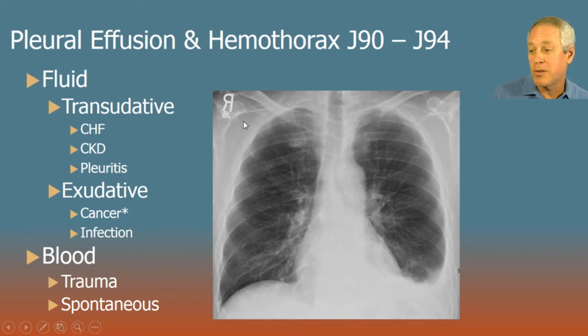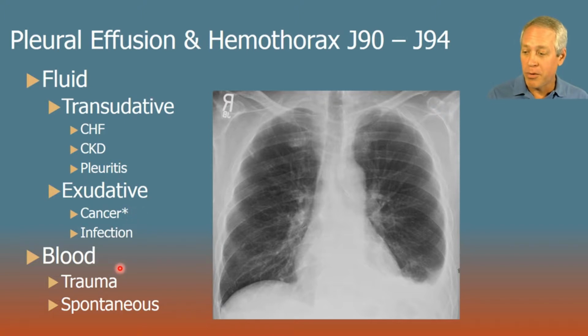Now, what does that mean to us as coders? Well, if it's exudative, you think cancer. If there's cancer cells and there's a malignant pleural effusion, code that specific. Now, you can't obviously go to the cytology report and make that diagnosis yourself. But if you see an exudative pleural effusion, look for that malignant pleural effusion to be documented somewhere else.